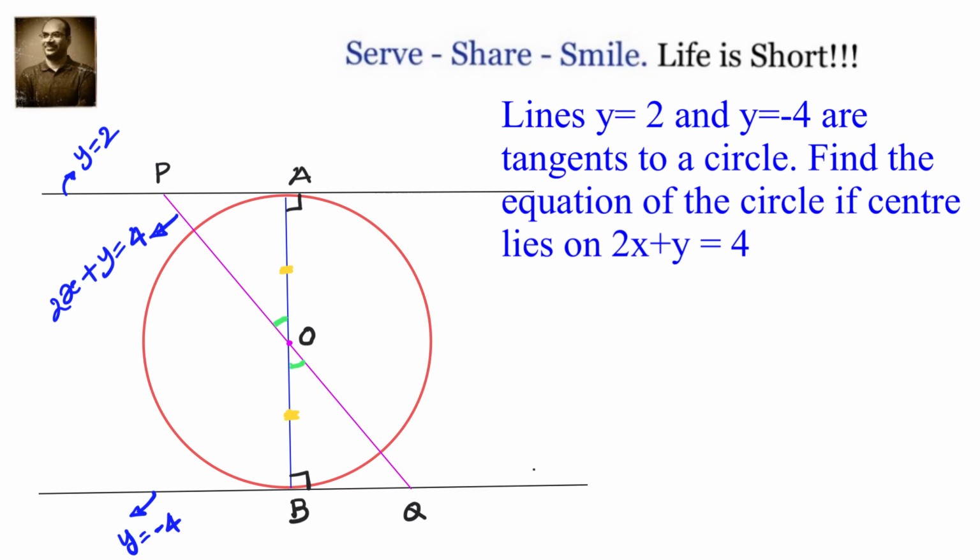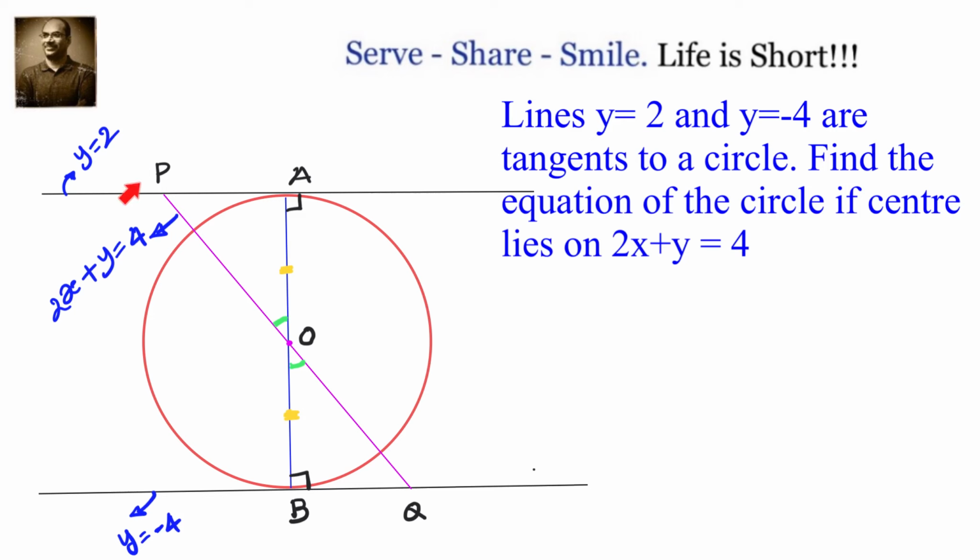Let us look at this problem related to coordinate geometry, straight lines. Lines y equals 2 and y equals minus 4 are tangents to a circle. Find the equation of the circle if the center lies on 2x plus y equals 4. There are a couple of methods to solve this problem. In this video we will see one of the methods.